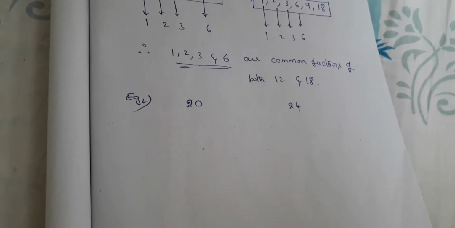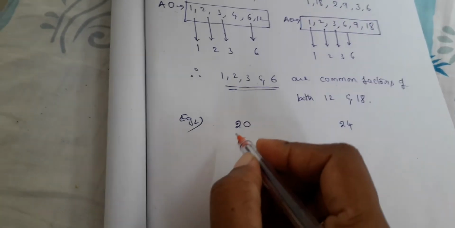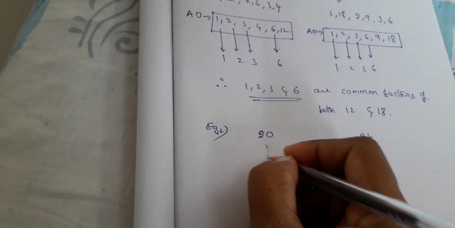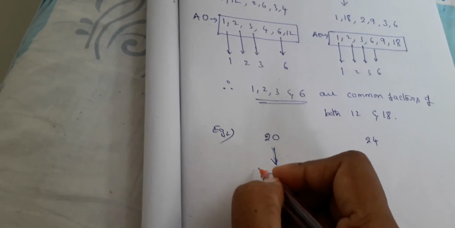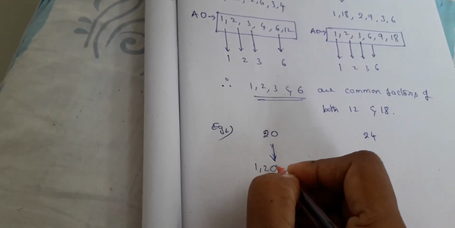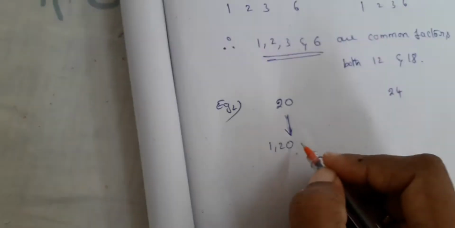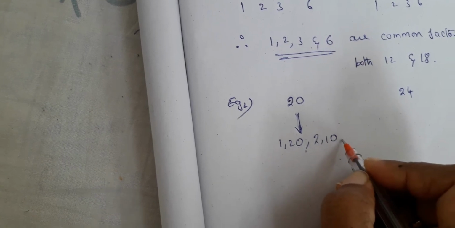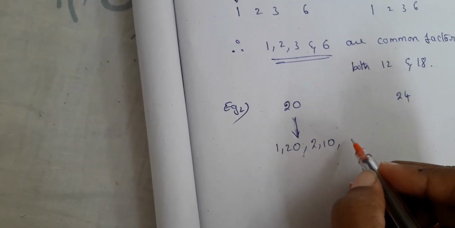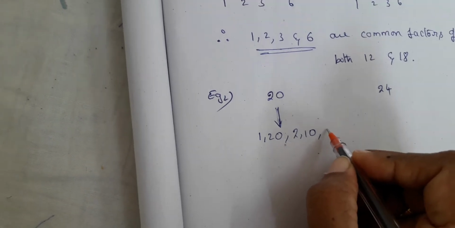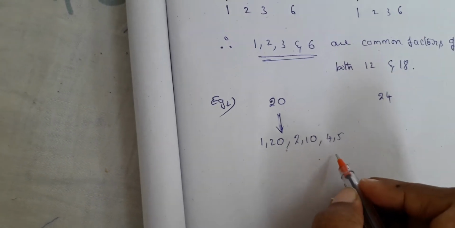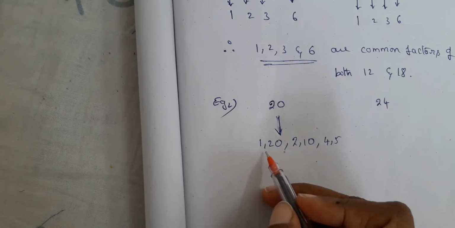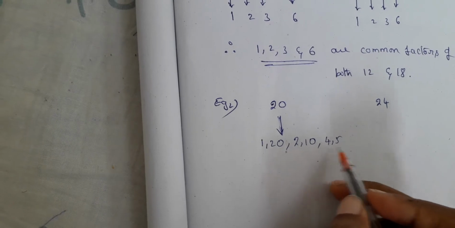Okay, so now let us write it for 20. What is the rule? Like always, write 1 and itself first. Yes, 1 and itself, 1 comma 20. Then next, 2 tens are 20. Yes, 2 and 10. Then in the 3 table we won't get it. In the 4 table we have 4 5s are 20. In the 6 table we won't get it, and in the 7 table we won't get it. So what are the factors you have? 1, 20, 2, 10, 4, 5.